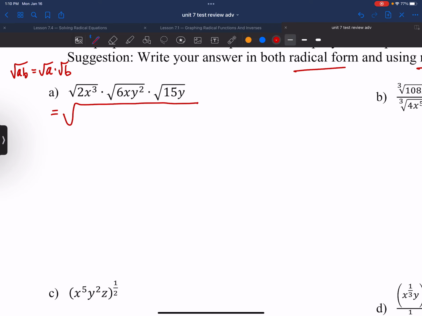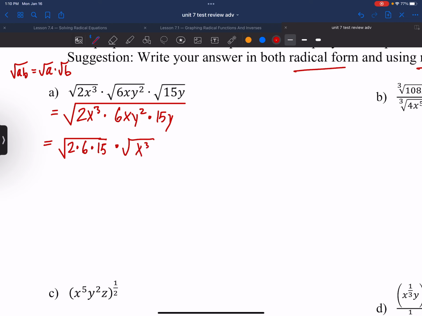This is equivalent to the square root of 2x cubed times 6xy squared times 15y. But I would just jump to this step. Put your constants together under one root: 2 times 6 times 15. Then put your variables and just separate them: square root of x cubed times x, and square root of y squared times y. You see, I've basically separated every variable and constant into their own individual roots.